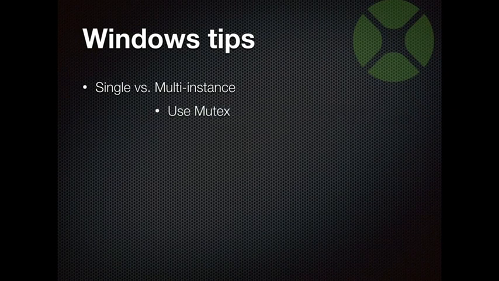Just a few more tips. On Windows, if you want to support single instance apps, you'll probably want to use a mutex and check to make sure if it's locked. If it's locked, then bring up your other instance. But in general, on Windows, there's a lot of multi-instance apps that just behave that way. So it's up to you how you want to support that.